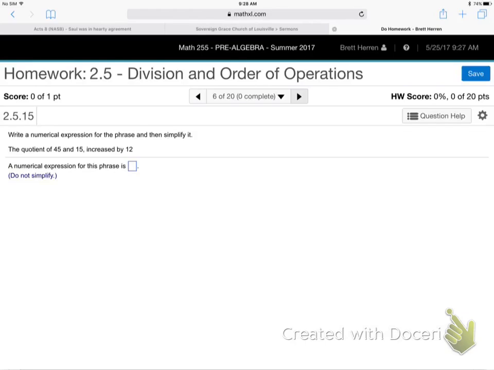Let's try another one. What does quotient mean? Divide, yeah, we're in the divide chapter, it makes sense. Quotient means divide. So when they say quotient of something, they mean divide. So quotient of 45 and 15 means the dividing of 45 and 15, and the first one listed goes on top. It means whatever the dividing of 45 and 15 is, increased by 12. What do you think I do with increased by 12? Yeah, totally. Add 12. You can put the 12 in the front or the back. It doesn't really matter.